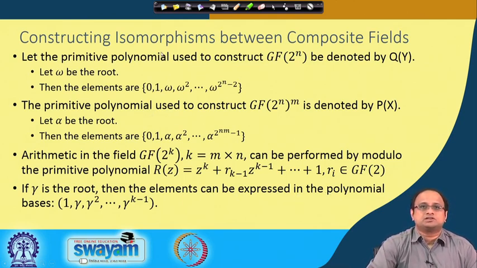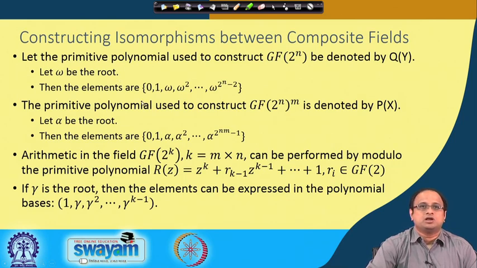If you remember, we discussed primitive polynomials. These primitive polynomials will be used to construct GF(2^n), denoted as, say, q(y). Note that primitive polynomials are also irreducible, as we have discussed. So it can be used to extend the field GF(2) to GF(2^n), and suppose omega is the root of this primitive polynomial. Note that if it is a root, then it is also a primitive element.